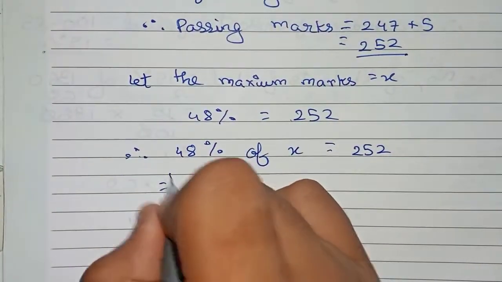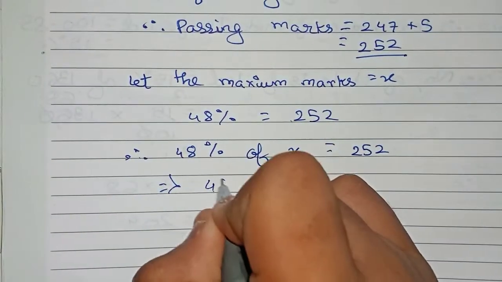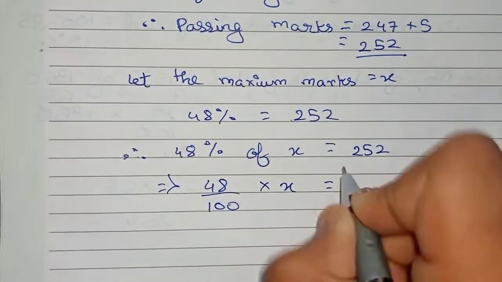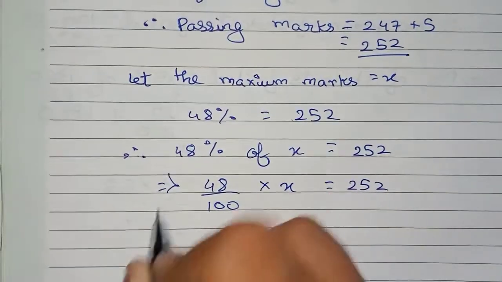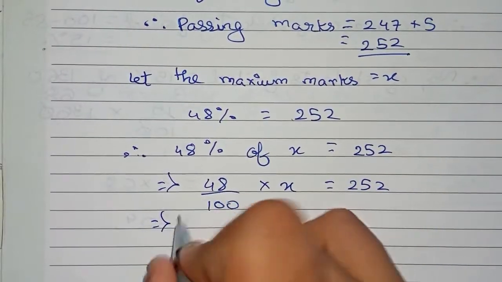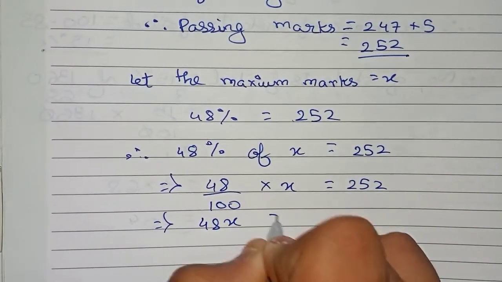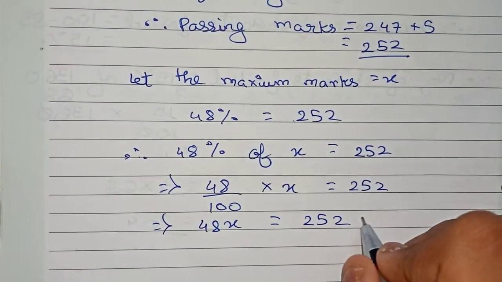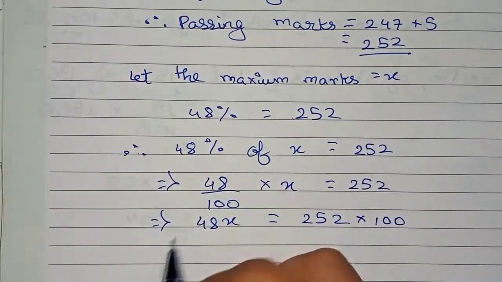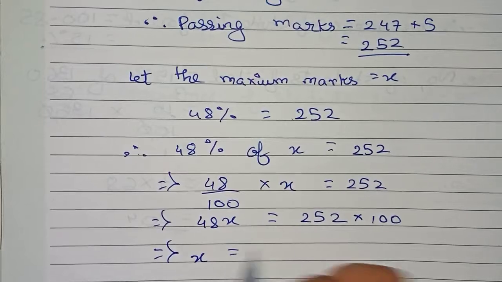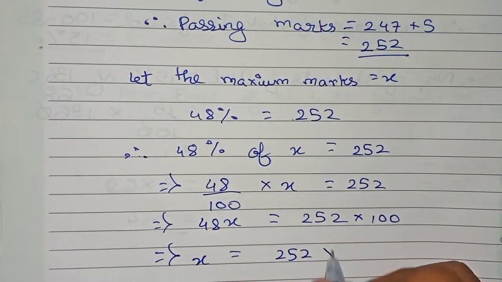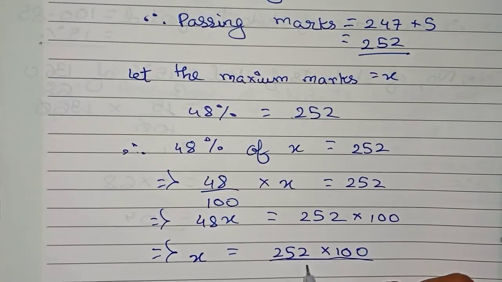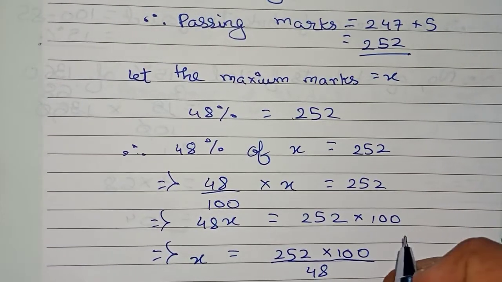First we write 48% as 48 by 100, and of means multiply, x equals 252. So 100 goes for multiplication, so it becomes 48x equals 252 into 100. So now x equals 252 into 100, we keep it like this only, divided by 48. So now 48 is going to division.